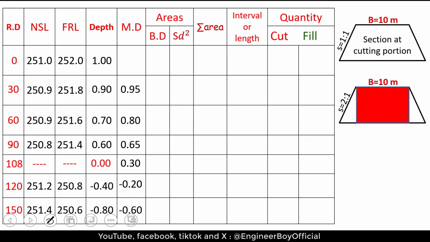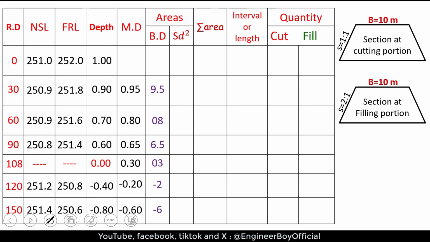All right, so BD, that's actually the central area, and that's very straightforward. P is already known, which is 10, and that should be the depth, which is 0.9. So 10 times 0.9, that's gonna be 9.5. And again, for station 60, 10 times 0.8, that's gonna be 8. 10 times 0.65, that's gonna be 6.5. Now 30, 0.3 times 10, that's gonna be 3 only. And minus 0.2 times 10, that's gonna be minus 2 and minus 6 again.